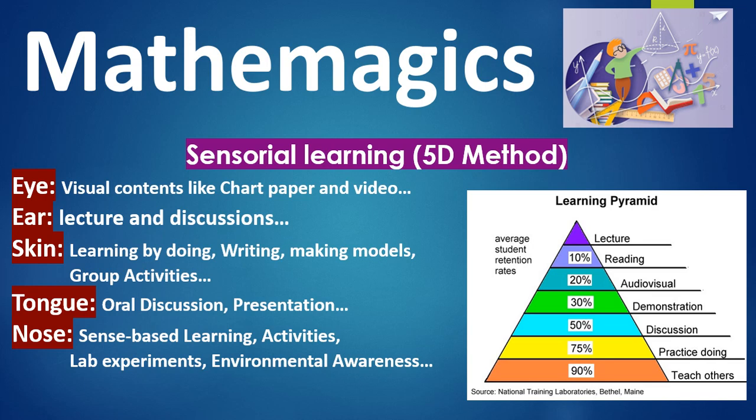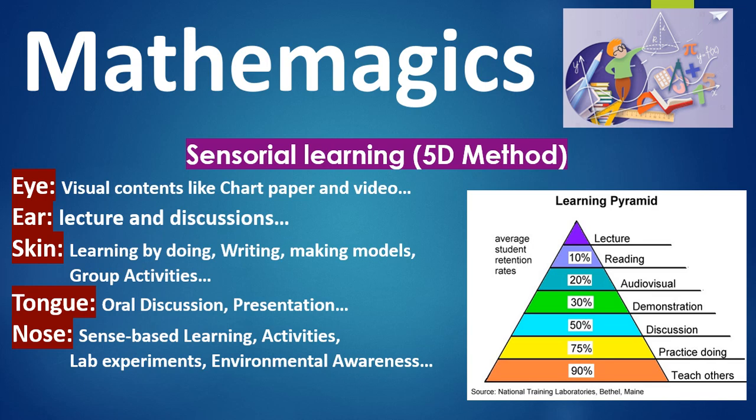Now, as we have already discussed the use of the 5D model and how it can be implemented, we must have knowledge of the learning pyramid. With the lecture method, only a very small percentage is successful. But by reading, 10%, audiovisual 20%, demonstration 30%, discussion 50%, practice by doing 75%, and teaching others. It means when they learn by doing, or give group discussion, then obviously they will have the highest percentage of learning.